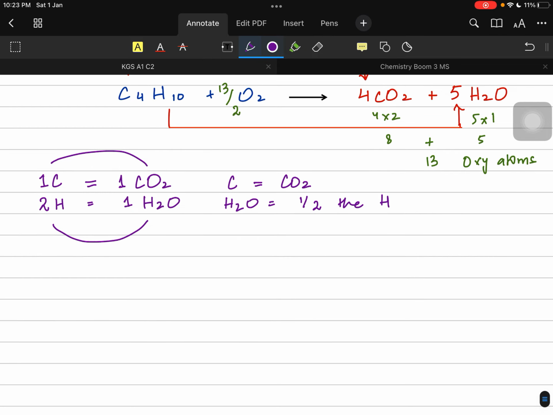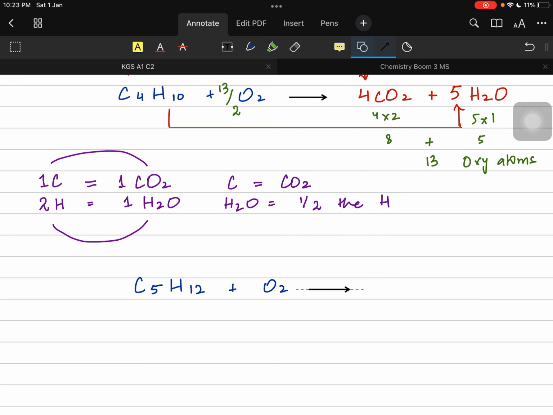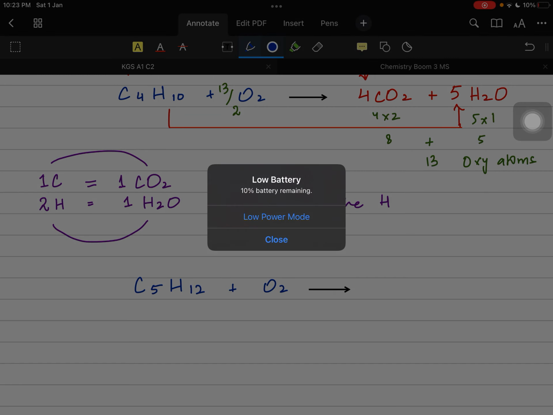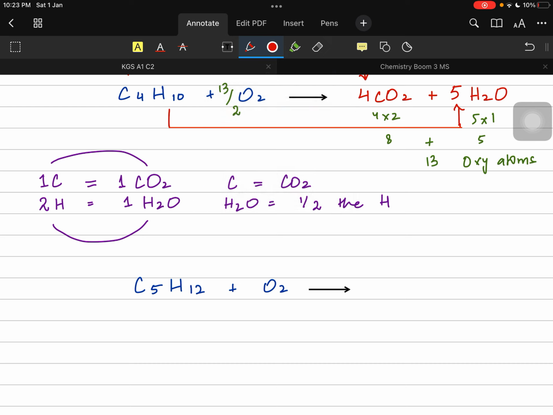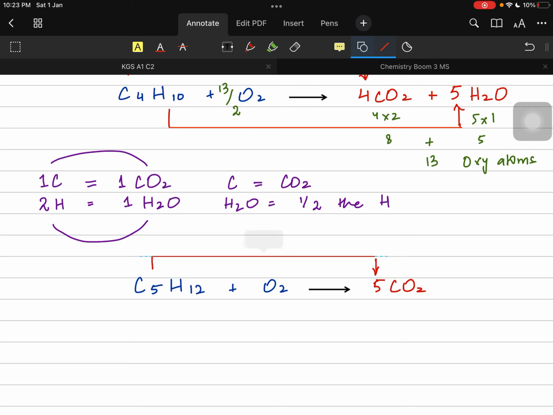Before ending the video, let's try one more to recall everything. Let's suppose I'm talking about pentane, C5H12, a 5 carbon alkane. And right now we are talking about reacting it with oxygen. Let me check how many carbons are here. So I know there are 5 carbons because you know the name is pentane. 5 carbons in the pentane molecule can give me 5 carbon dioxide. I'm happy with that. That's 5 carbon dioxide molecules I'm getting over here.